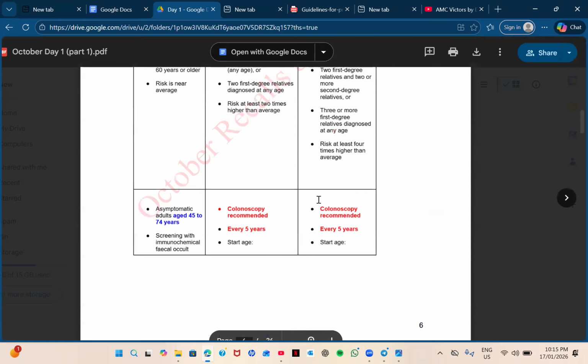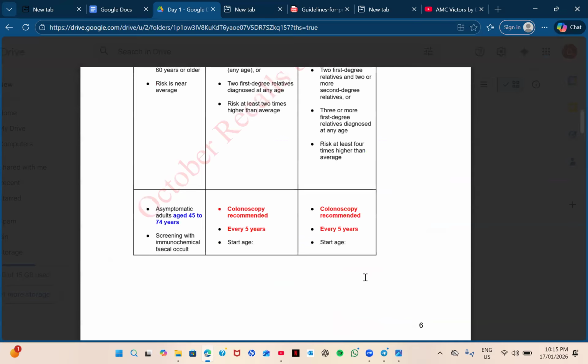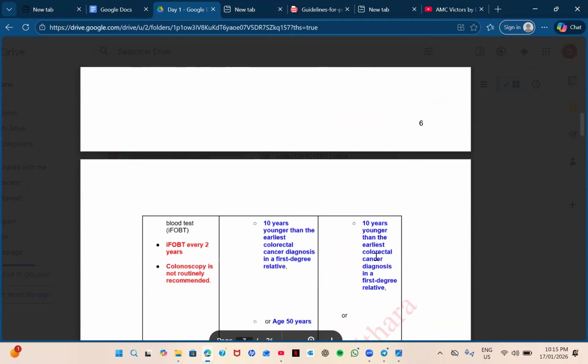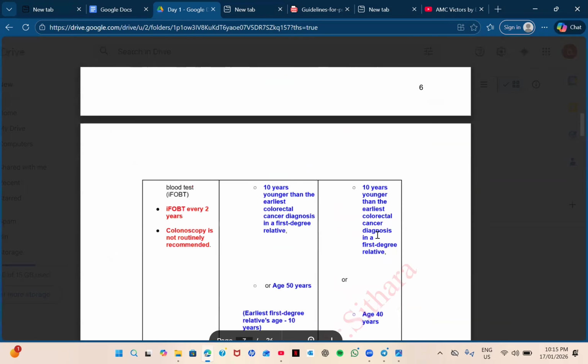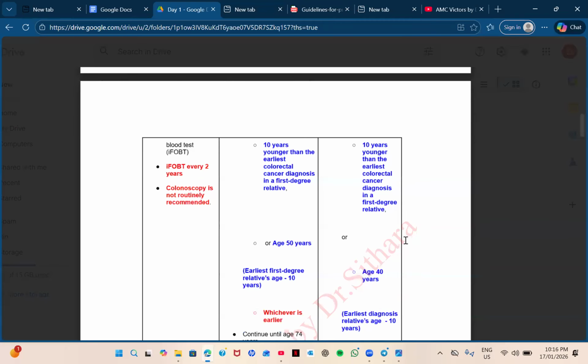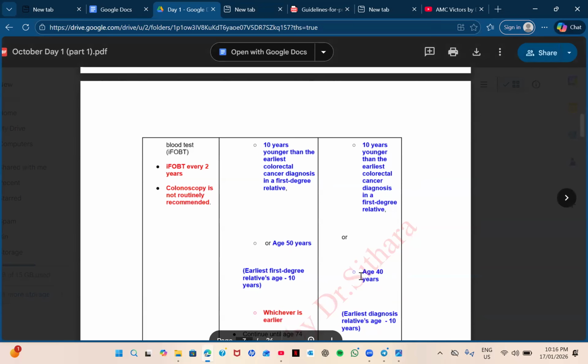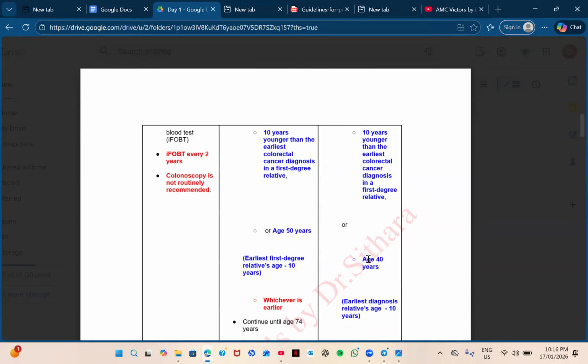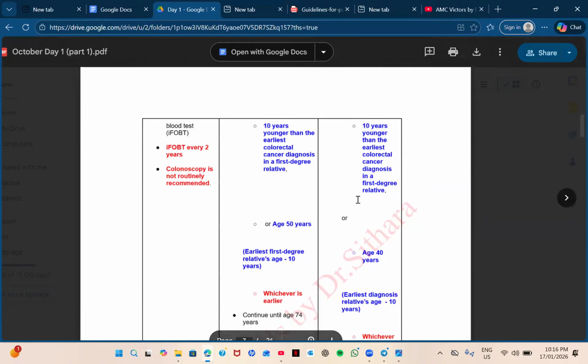Then the higher risk people, in this case also colonoscopy is recommended every 5 years, and we should start this colonoscopy 10 years younger than the earliest colorectal cancer diagnosed in first degree relative. The same thing, or age 40. Here, age 50. Here, age 40. Whichever is earlier.